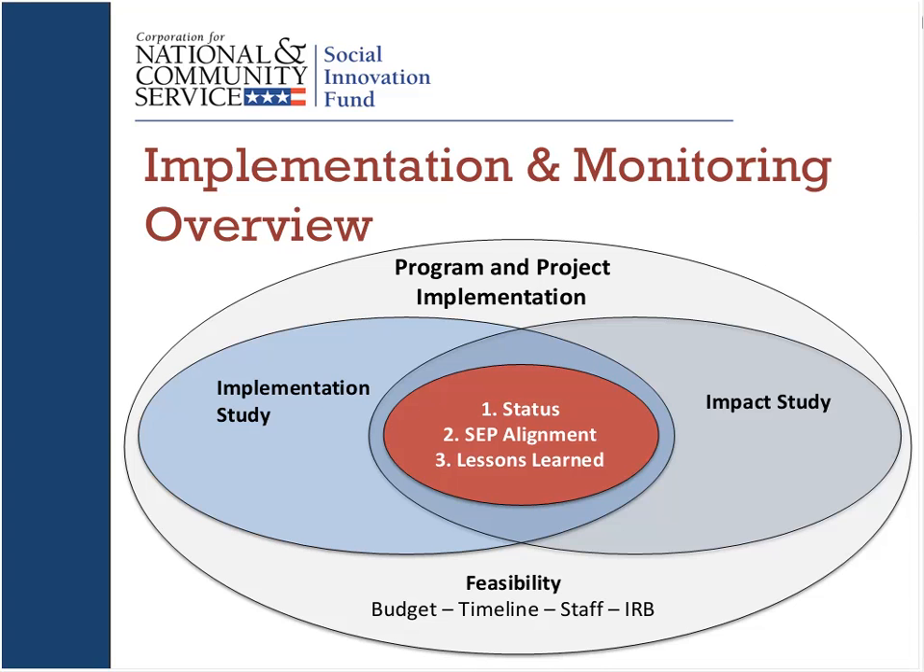On the other end, at the bottom side of that circle, these are still related to the all-encompassing program and project implementation. They're really important aspects of feasibility, things like the timeline, budget, staffing and personnel, and IRB approval. I think all of these different aspects really encompass the implementation study and the impact study, which are themselves interrelated in terms of the information they provide and the means by which they're conducted. So that's why I had them overlapping in the middle there.